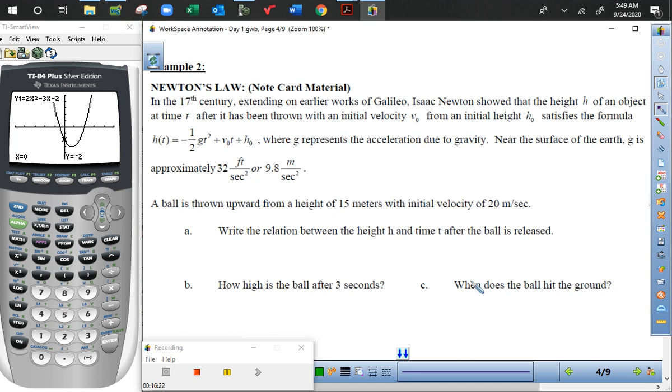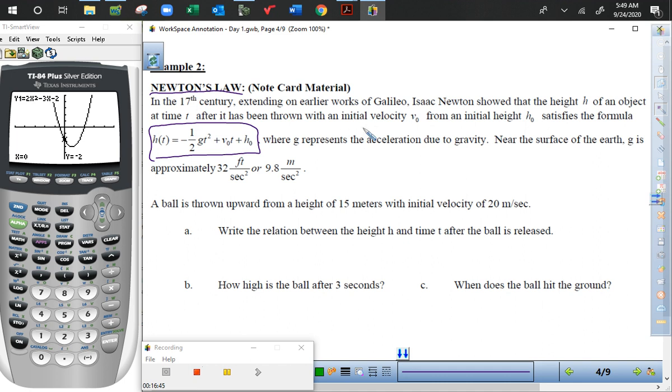Next thing we're going to do with quadratics is Newton's law. It's a very common application of using a parabola here. So what I want you to do, we're going to make a note card for this, but we're not going to put all the extra stuff, just what we need to know. So I want you to label your note card Newton's law, but then I just want you to write this formula here as you see it.